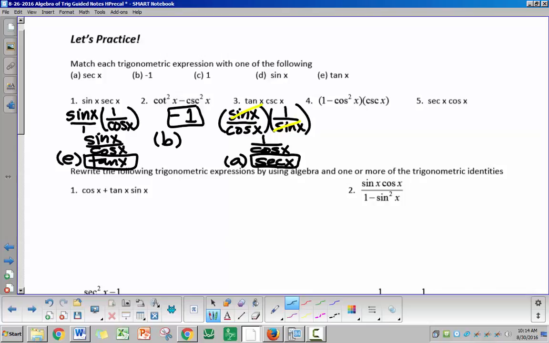Something's jumping out at you, isn't it? I hope. What is 1 minus cosine squared x? Sine squared x. Very nice. This is sine squared x times 1 over sine x, right? And this sine squared is really over 1, which is D. See, these are kind of fun.